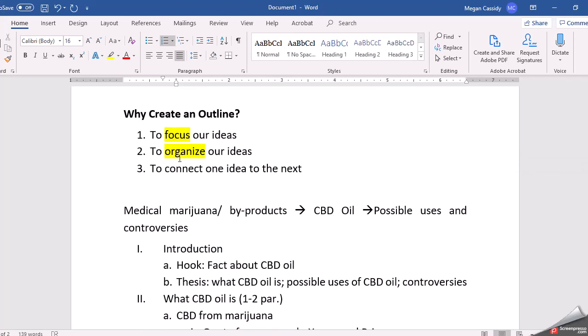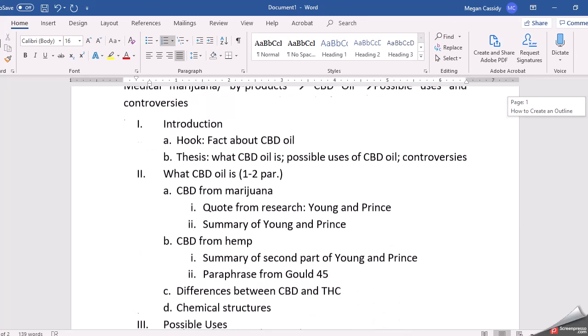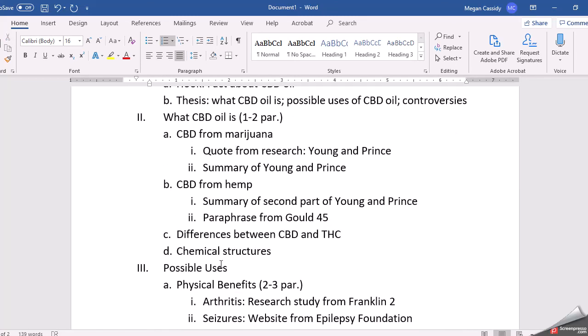You can kind of see how we're going to focus our ideas, organize them, and then also try to connect them. I would probably say, something here I would need to connect from what CBD oil is to possible uses. So I might make a note of that. But you can organize this and write it.